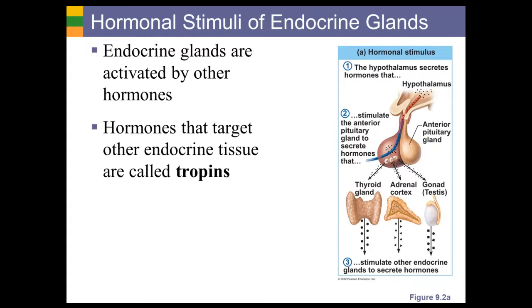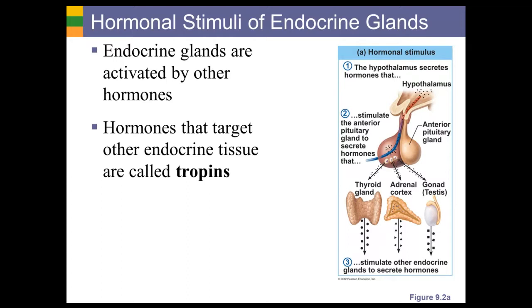Because these hormones are released in response to other hormones, the stimulus that releases them is a hormonal stimulus. Now later on, you'll learn exactly which specific hormone is responsible for targeting the thyroid, the adrenal cortex, and the gonads. But for now, just understand that hormones are released in response to other hormones, and that's a hormonal stimulus. Okay? Also, there's a term I want you to be familiar with, and that is the term tropins.